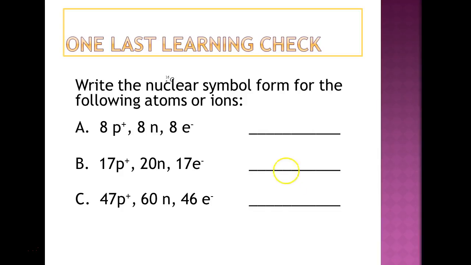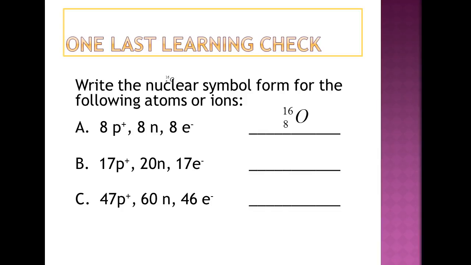And then to figure out if we're an ion, we have 8 electrons and 8 protons. So we have the same number of positives as negatives, so we are an atom here. So your symbol would be 16 mass, 8 atomic number, and then oxygen. No symbol plus or minus because we have the same number of protons and electrons. Okay, B, 17 protons. Look up number 17 on your periodic table. That would be chlorine. Okay, so atomic number 17.